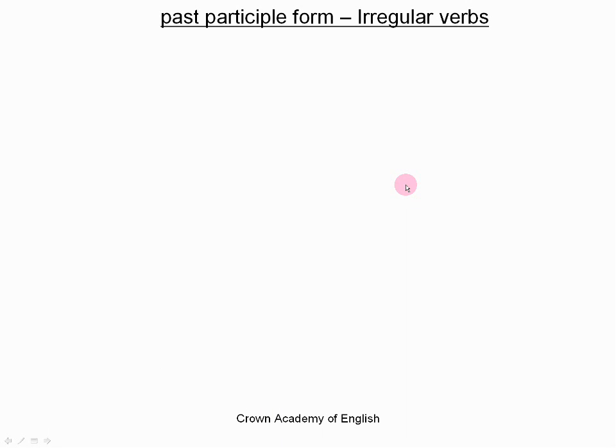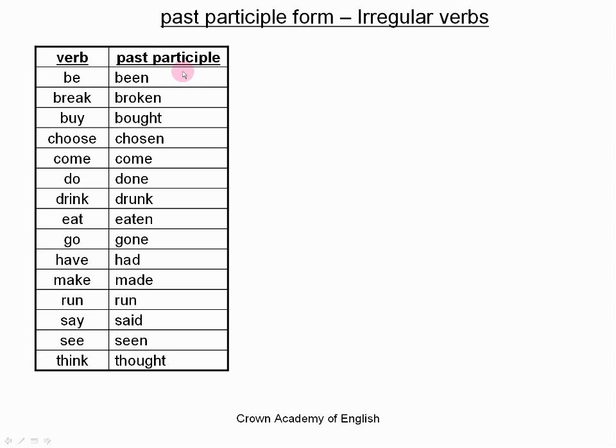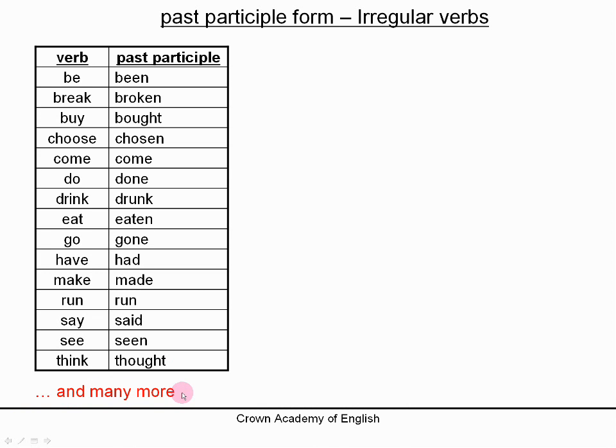Irregular verbs, past participle. So here is a list of a few common irregular verbs. I have been, I have broken, I have bought, I have chosen, I have come, I have done, I have drunk, I have eaten, I have gone, I have had, I have made, I have run, I have said, I have seen, I have thought, and many more.